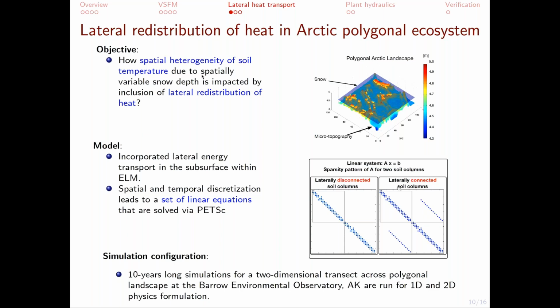The spatial and temporal discretizations lead to a set of linear equations in this case, and we solve with PETSc. The second figure here shows the sparsity pattern of the A matrix for the linear system for two columns which are disconnected versus two columns which are connected. You see there are additional entries in the off-diagonal blocks indicating that these two columns are connected. We ran 10-year-long simulations on a two-dimensional transect and included 1D versus 2D physics formulations.